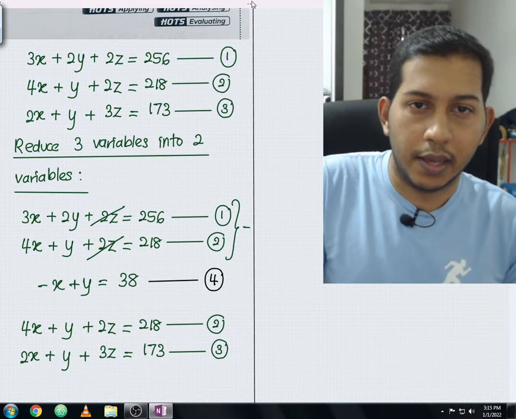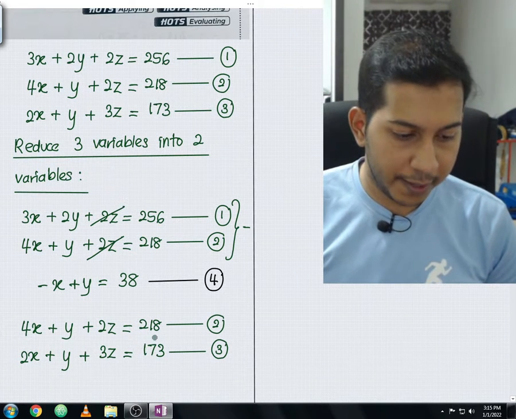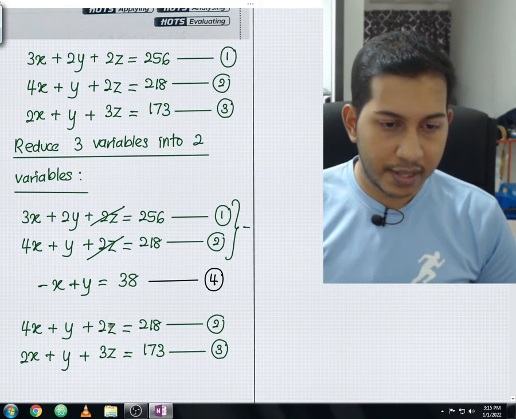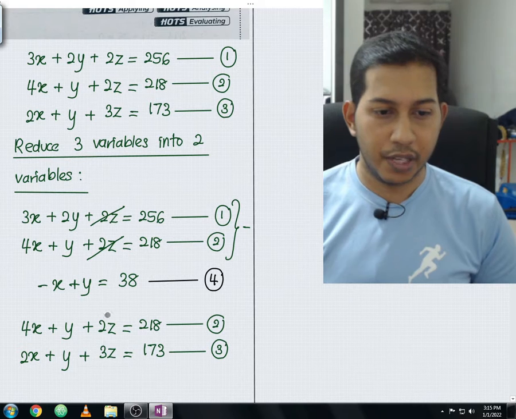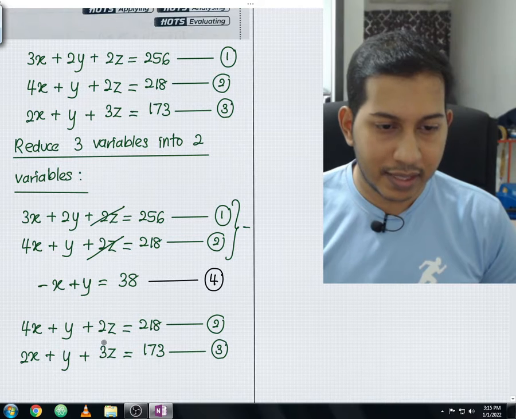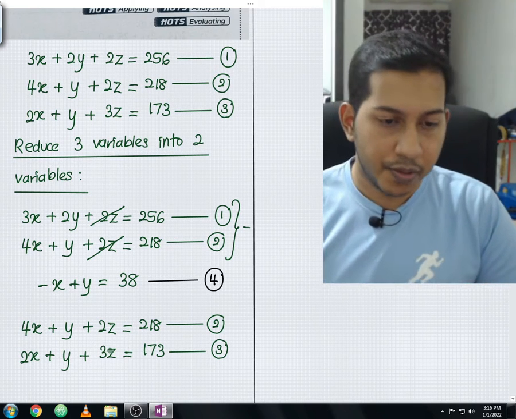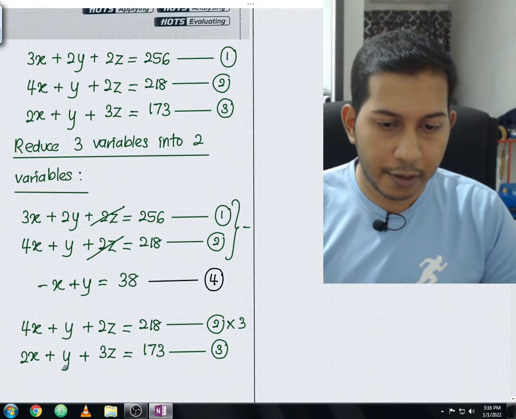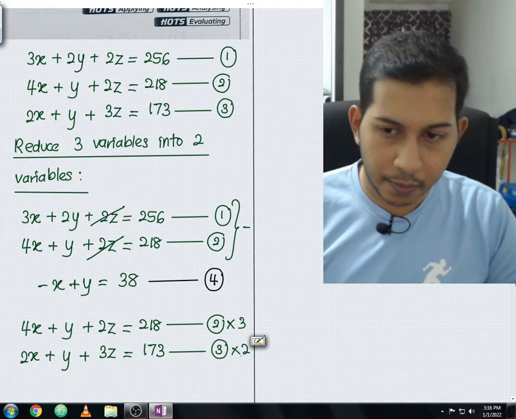Okay, let me change the pen. So from here, since we decided to eliminate the z variable, in order to eliminate the z variable, you can't just simply minus like that, because you have 2z and 3z, so you need to have the similar term. It will be easier for us. So the similar term that we can get is 6. So you need to make sure that your 2z and 3z become 6z. So what you do, the equation 2 you times with 3, and the equation 3 you times with 2.